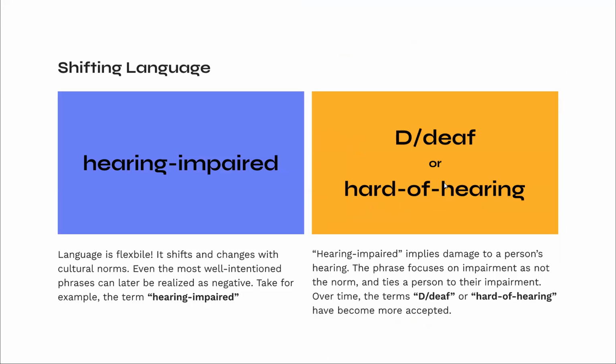All right, shifting language. So language is flexible. It shifts and changes with cultural norms, and even the most well-intentioned phrases can later be realized as negative. Take, for example, the term hearing impaired. So hearing impaired implies damage to a person's hearing. The phrase focuses on impairment as not the norm and ties a person to their impairment. So over time, the terms deaf or hard of hearing have become more accepted.